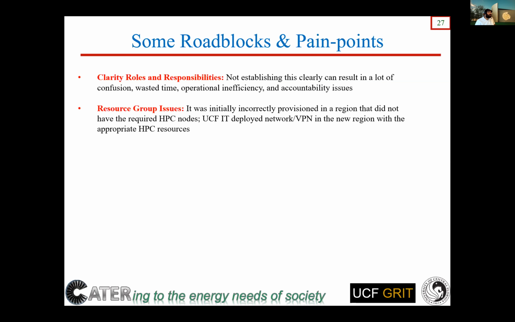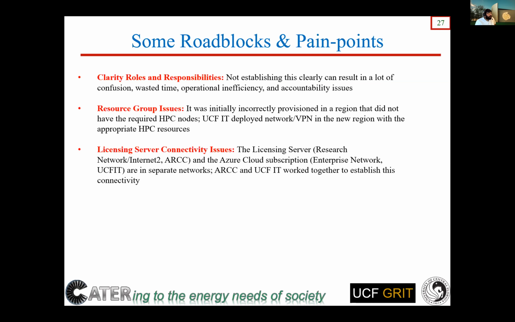One of the other things that happened at the start that led to a loss of time was resource group issues. These HBv2 nodes were specifically available in the East US region. UCF has only network and VPN laid out in East US2 and Central US region. So initially it was provisioned in East US2, but then we realized that was a mistake because those nodes were not available in that region. So UCF IT went out and deployed the network in the right region with the appropriate HPC resources. We had license server connectivity issues, as I talked about, with both networks being separate, the research network and the enterprise network. And UCF RTA and ARC had to figure this out, to establish that connectivity.